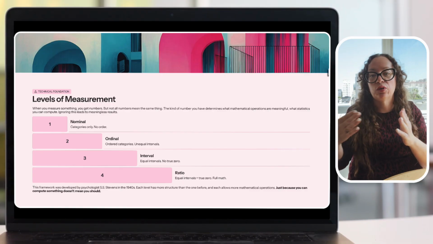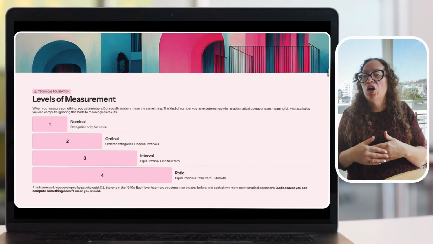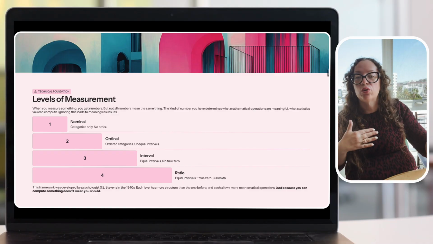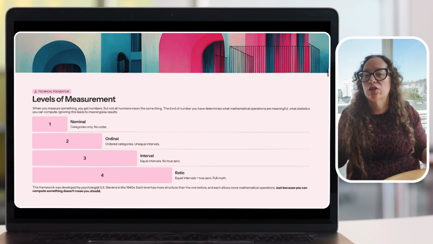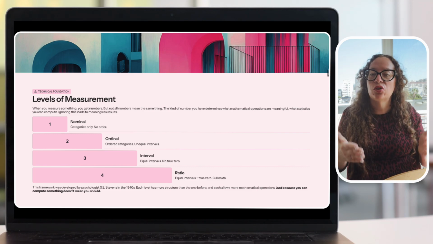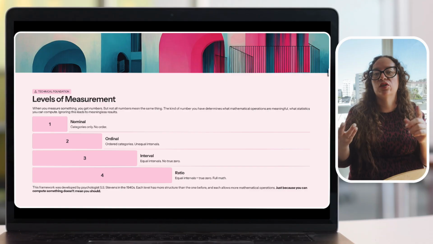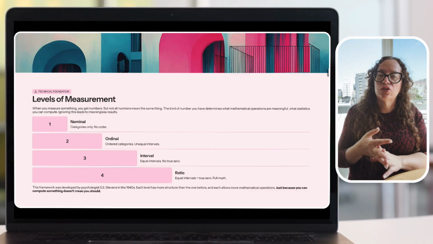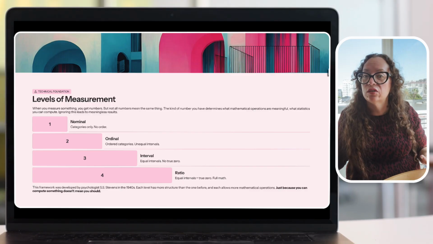Political affiliation: Democrat, Republican, Independent. These are categories. You can belong to one or another, but they're not ordered. Being a Republican isn't more or less than being a Democrat in any mathematical sense. Eye color: blue, brown, green, hazel. Those are categories without order. Psychiatric diagnosis: schizophrenia or major depression. These are categories. You have one or another or none, or maybe more than one, but they're not ranked, okay?